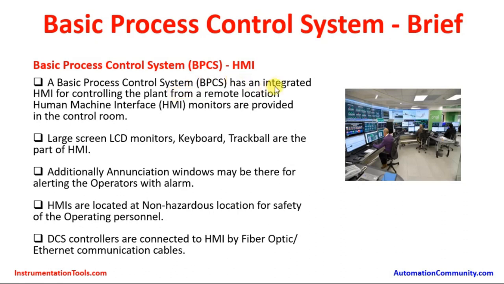Basic process control system, HMI. HMI stands for human machine interface. Basic process control system has an integrated HMI for controlling the plant from a remote location. HMI monitors are provided in the control room. We are seeing large screen LCD monitors, wherein the operators are sitting and operating the plant. These are all part of the DCS itself. Large screen LCD monitors, keyboard, trackball are part of the HMI. Additionally, annunciation windows may be there for alerting operators with an alarm.